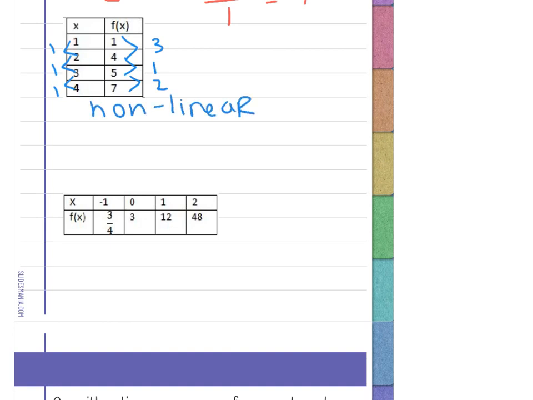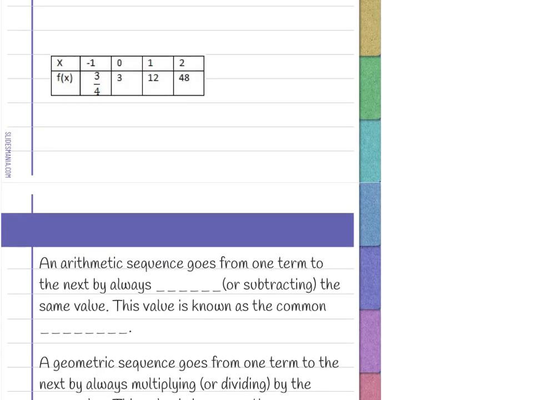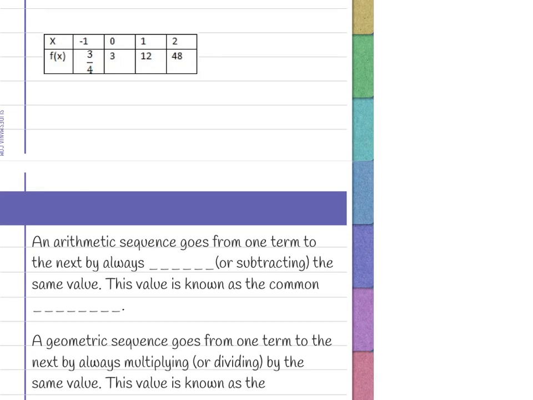Okay. All right, for the next one, let's find the difference again. So what is 0 minus negative 1? Well, that's just going to be positive 1. 1 minus 0, 1. 2 minus 1, 1.